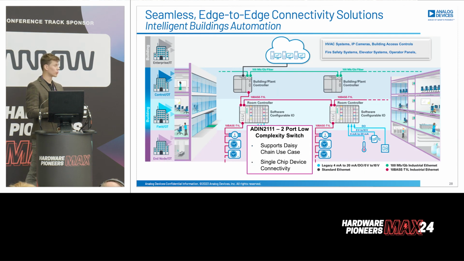The ADIN2111 is our industrial switch, allowing daisy chaining of the products, removing the requirement of several larger devices for interfacing. And again, it just allows a greater depth of product throughout your industrial factory, so you're not having to have larger gateways.